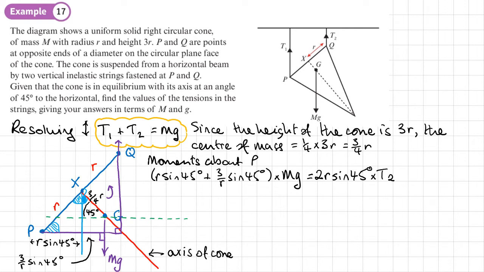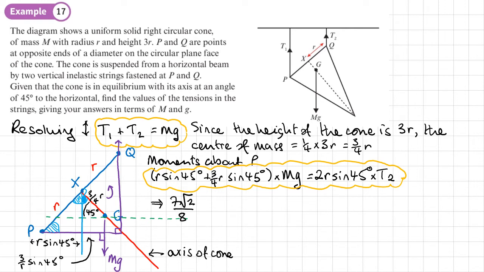So this is now our second equation here, and we can solve it simultaneously with the equation we got when we resolved vertically. Now I've just corrected this part here. I think I wrote 3/R. I was meant to write 3/4 R for that. Right, so let's simplify this and see what we get, this second equation. So that will become 7√2 over 8 R mg equals root 2 R T2.